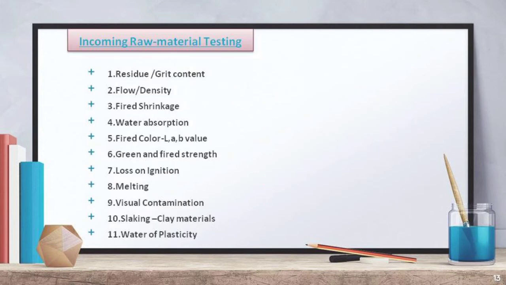Incoming raw materials testing. Residue or grit content, first one. Second one, flow or density, third one, fire shrinkage, and etc. are given below.